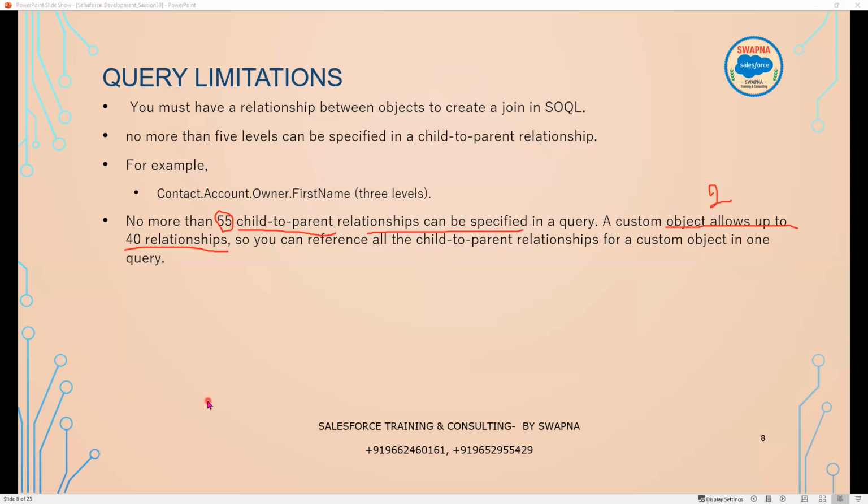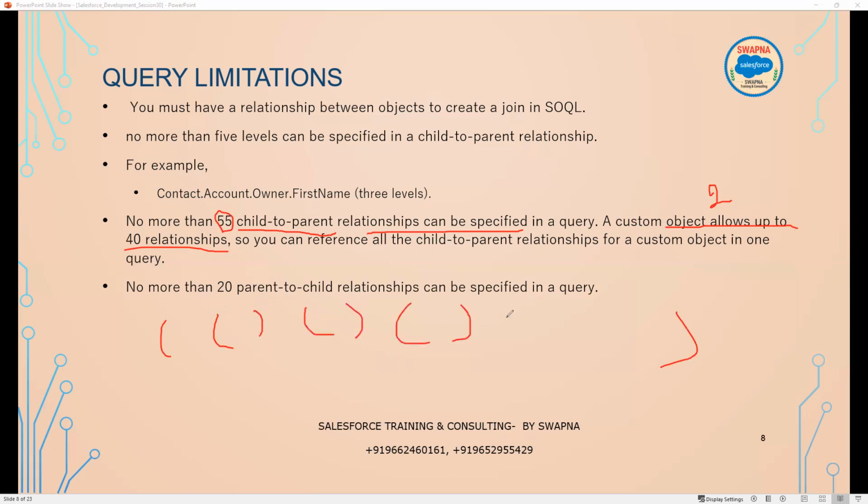And similarly, parent to child. Parent to child is when you are querying the parent record and, within the subquery, you are querying the child record. So maximum how many subqueries can you do? 20 parent to child relationships can be specified in the query. That means you are already writing a query here, and in between this, you can write multiple subqueries if you have a relationship between the parent and child.